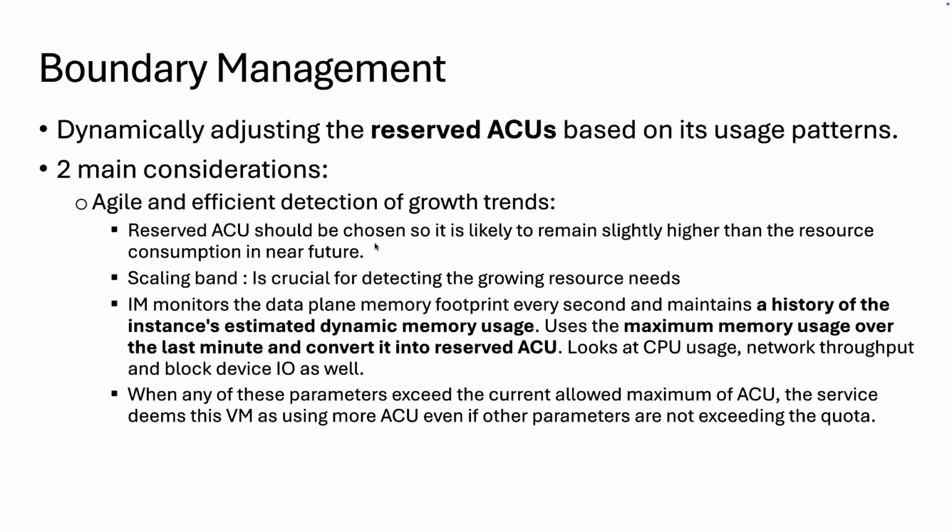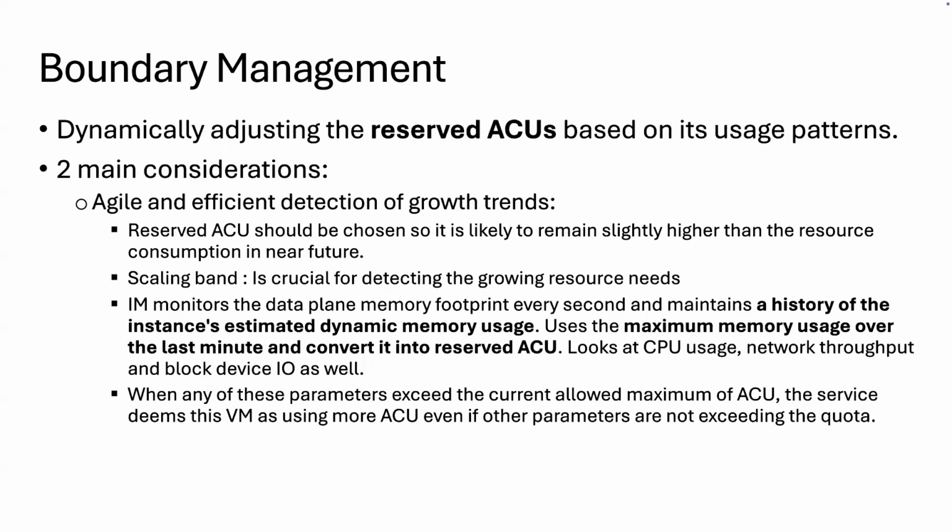One is agile and efficient detection of growth trends. For this one, I think scaling band is the band which is how much is my current usage and how much is my reserved ACU. So the difference between the two defines my scaling band. So we need to make sure we have an appropriate scaling band for my growing resource needs. And also we should make sure that we are not over provisioning, which leads to wastage of resources. We need to make sure we are agile on both the fronts.